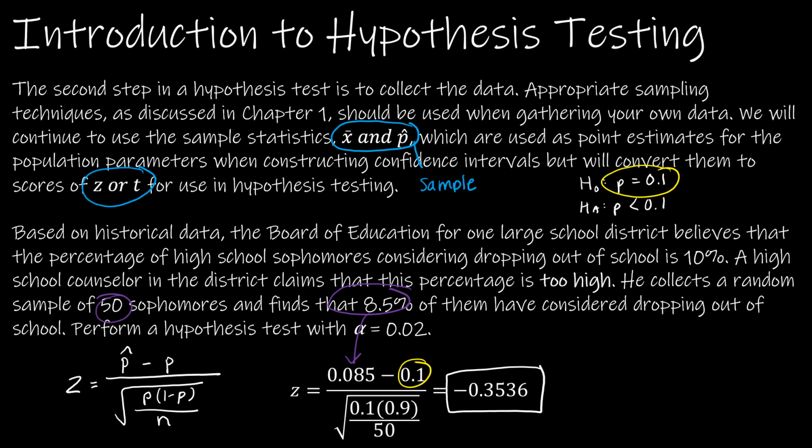Now, just to remind us, a z-score or a t-score kind of mean the same thing, except they're a different model, slightly different. The t model is a little bit fatter in the tails. What I have found is that my observed value is 0.35 standard deviations to the left of the mean. That's all I have found so far.